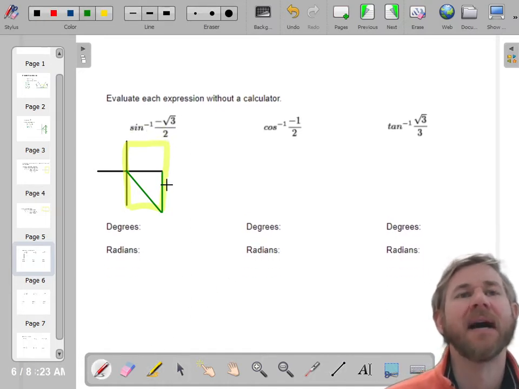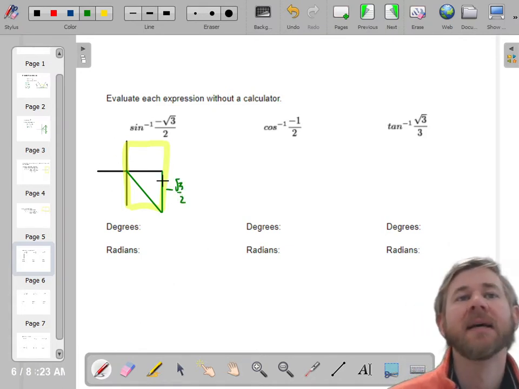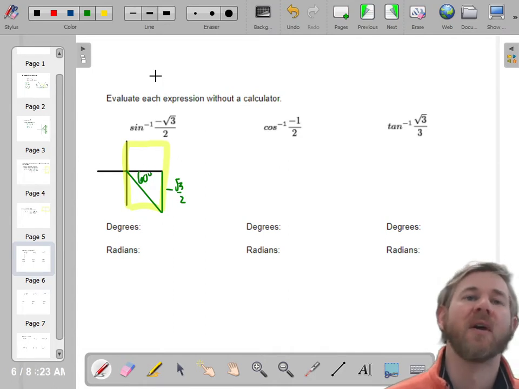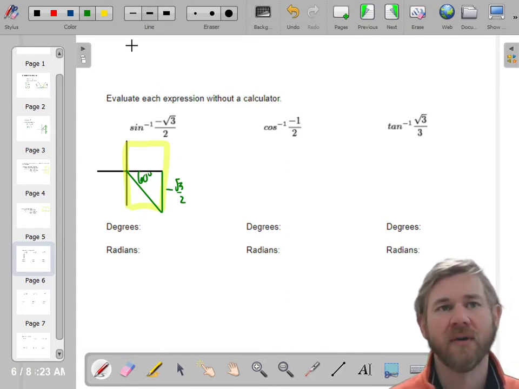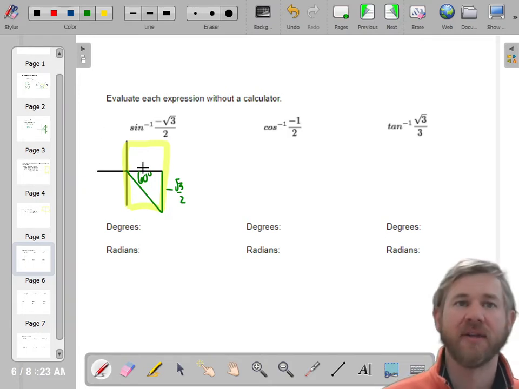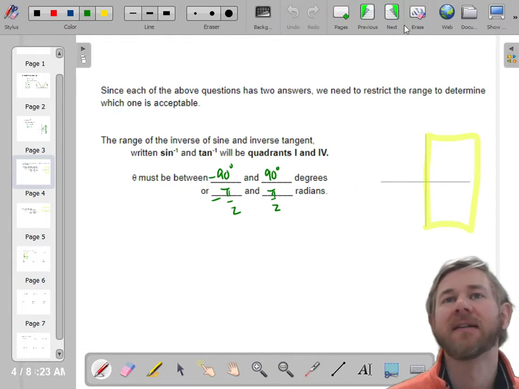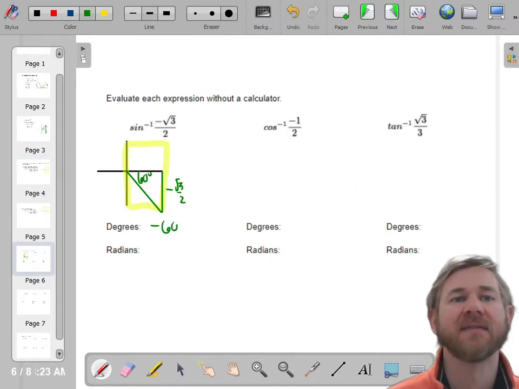So now let's say the sine is negative radical 3 over 2, and then you've got to remember, this is one of my special rights. That's the 60-degree reference angle. Across from 60 is radical 3 over 2. So in degrees, you can't say 300 degrees. You can't go the long way because your answer has to be between negative 90 and positive 90. So this will be negative 60 degrees, which is negative pi over 3 radians.